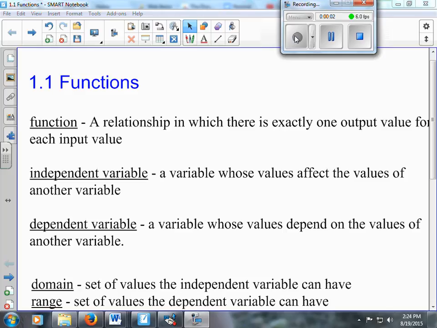Okay, this is section 1.1. We are going to be discussing functions today. So to start off, I have a couple of definitions up here.